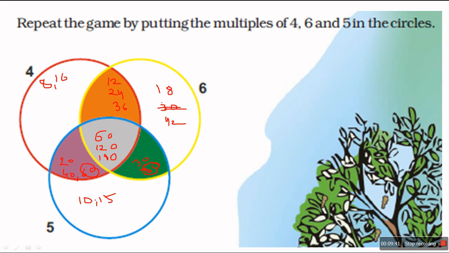Okay. 25, 35, 45. These are multiples of 5. 20, 40 are common multiples of 4 and 5. 30 is a common multiple of 6 and 5. 60, 120, 180 are common multiples of all these three. 12, 24, 36 are the common multiples of 4 and 6. So in this way we can understand common multiples.